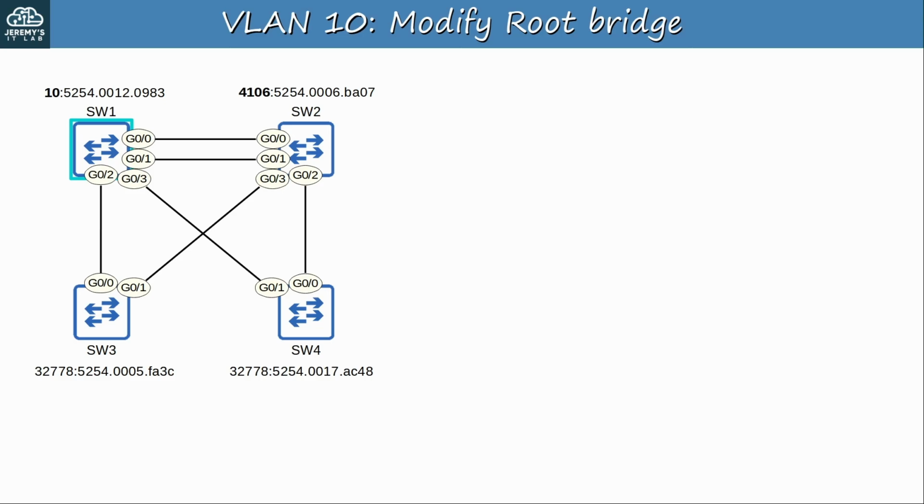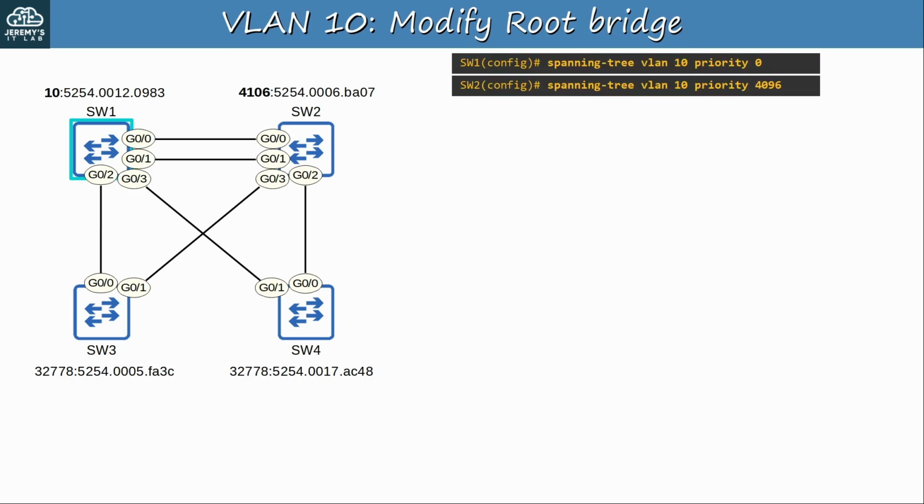So let's tune the STP topology by making switch 1 the root bridge for VLAN 10 and switch 2 the backup. I did so by configuring switch 1's priority as 0 and switch 2's as 4096. Before I show the STP topology, I recommend pausing the video to figure it out yourself. You should be comfortable with the process by now, but more practice is always good.